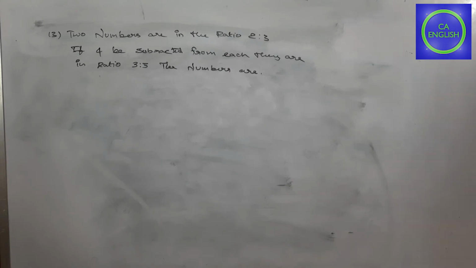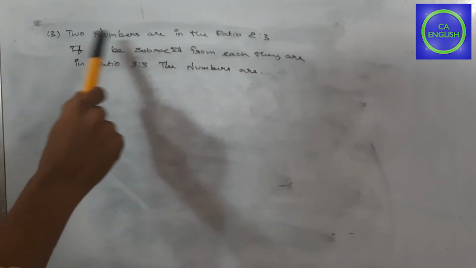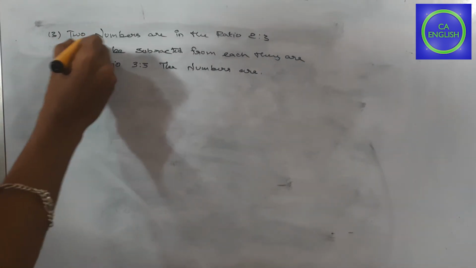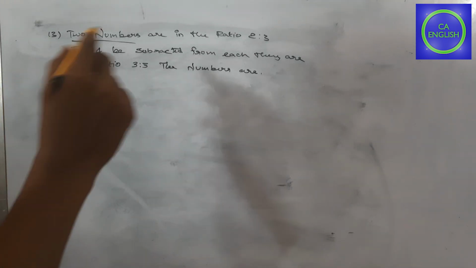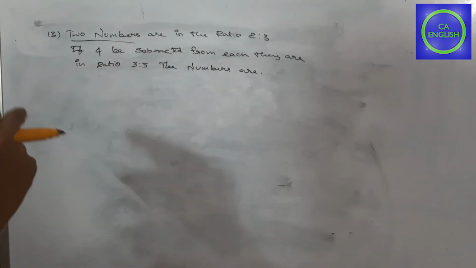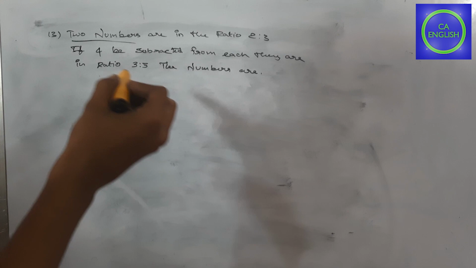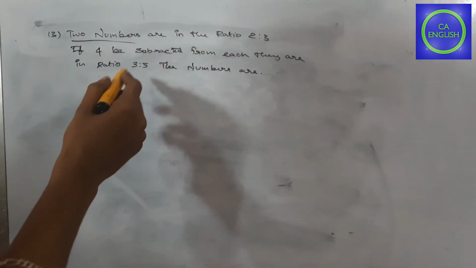13th sum. The two numbers are in the ratio 2 is to 3. If 4 is subtracted from each, they are in the ratio of 3 is to 5. The numbers are? We just want to find the two numbers. The two numbers are in the ratio 2 is to 3. If 4 is subtracted from each, the ratio becomes 3 is to 5.